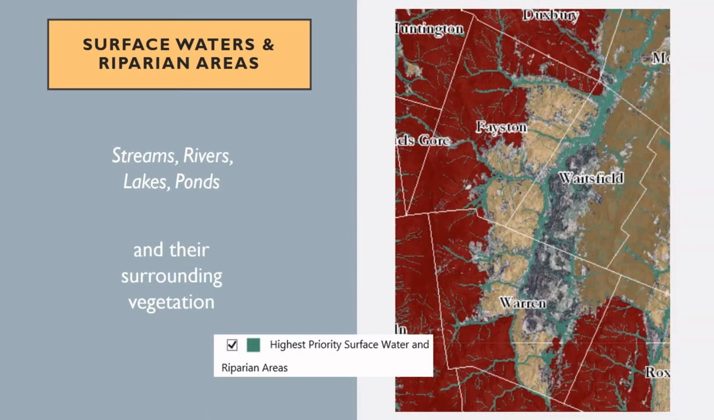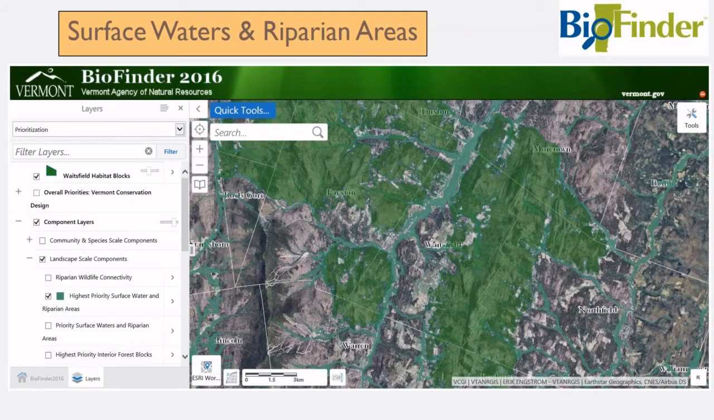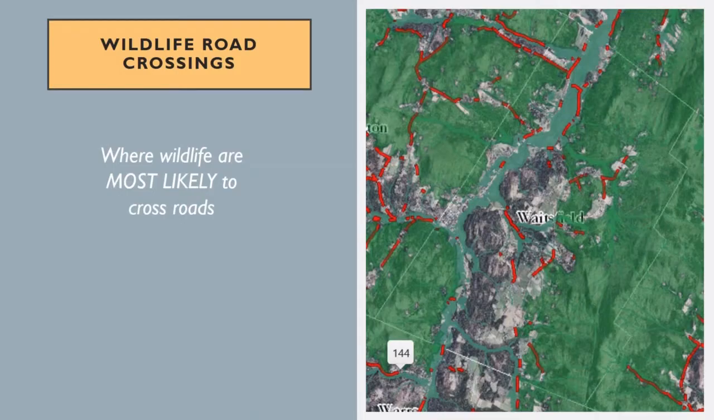We can add this to BioFinder and look at those. If we look at the forest blocks and add this as a habitat connector and add it to our map. And then the other thing to include in a place like Waitsfield would be wildlife road crossings. Where are wildlife actually most likely to cross roads? And we have this available as a data layer as well, where you can see where the habitat exists for wildlife to be most likely to cross roads to establish their network.